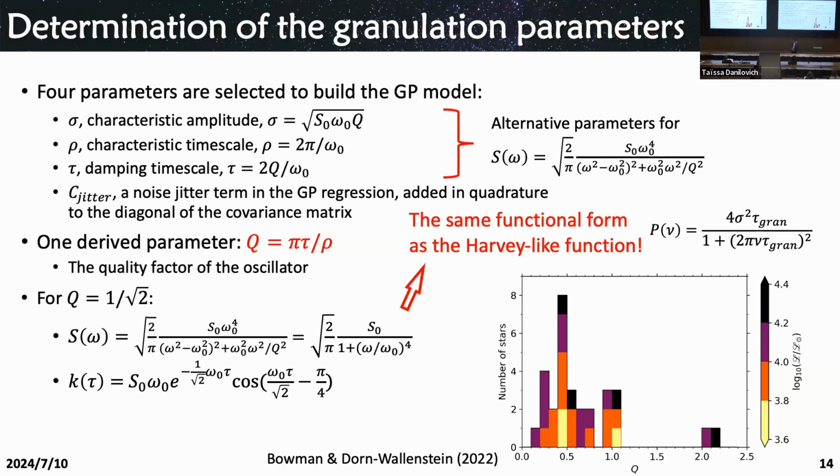So this kernel function is suitable for us to study the granulation, and Bowman and Dorn-Wallenstein studied the stochastic low-frequency variability of 30 OB stars, and also found that their Q values are really around this value.